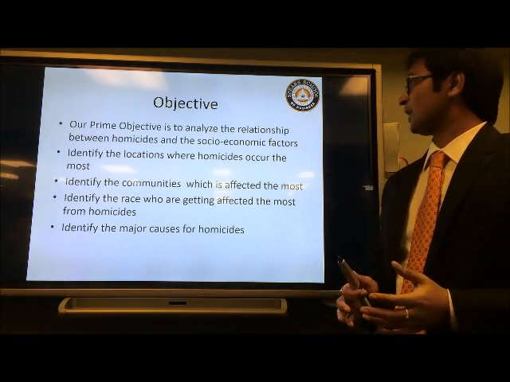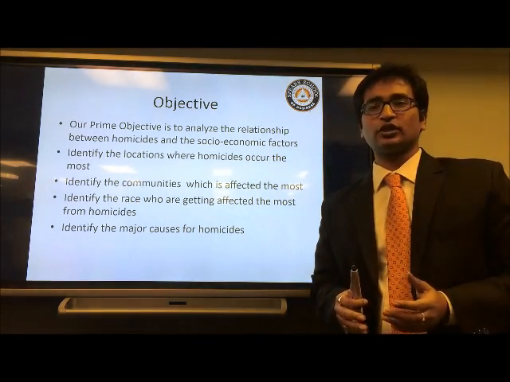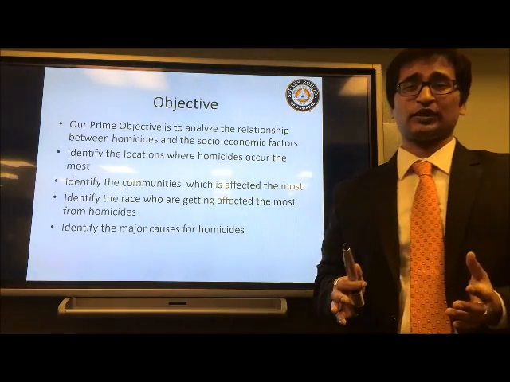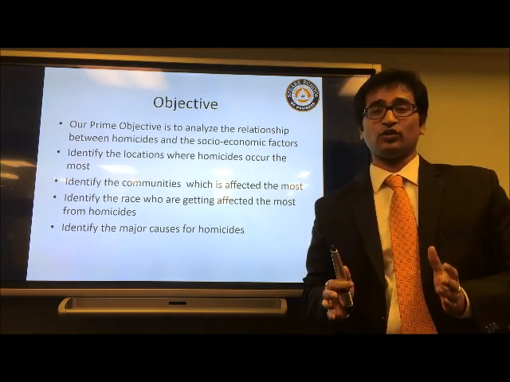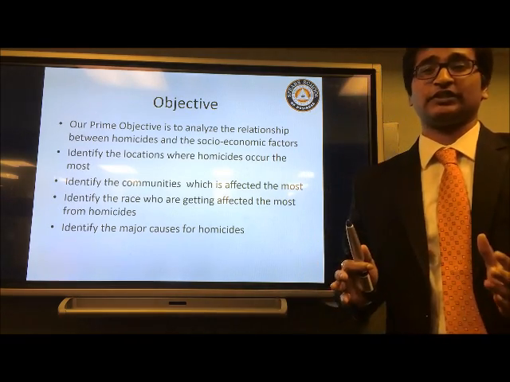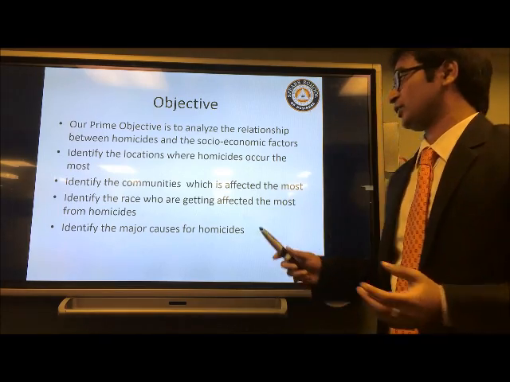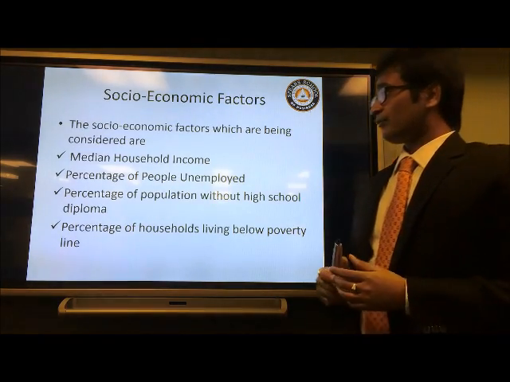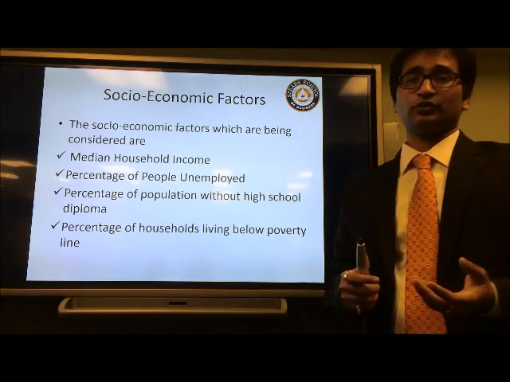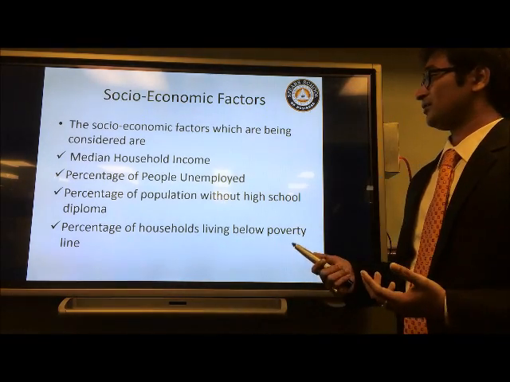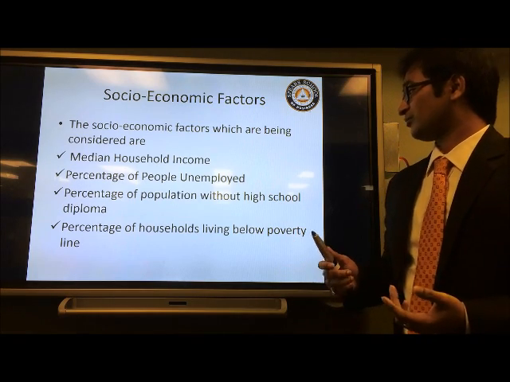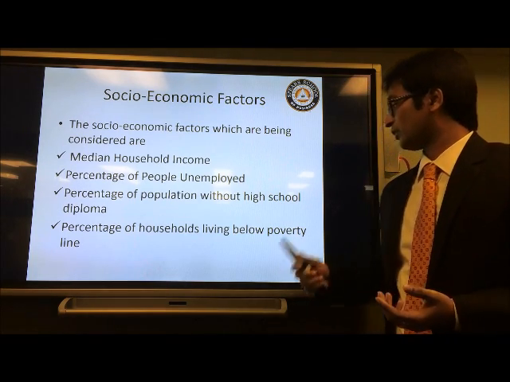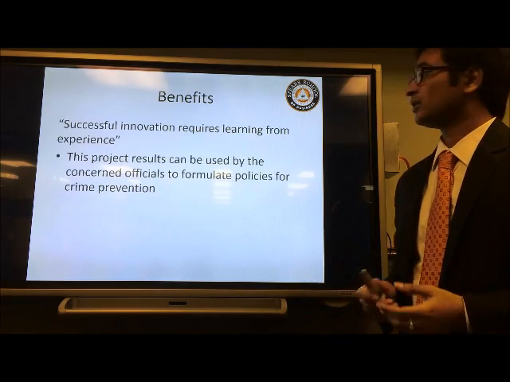The prime objective is to analyze the relationship between homicides and socioeconomic factors, identify the locations where homicides occur the most, identify the communities which get affected the most, identify the race which gets affected the most, and identify the major causes of homicide. When I say socioeconomic factors, the major ones we are considering are median household income, percentage of people unemployed, percentage of population without a high school diploma, and percentage of households living below the poverty line.